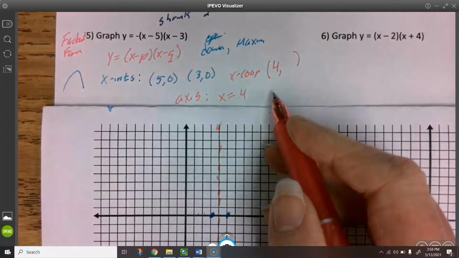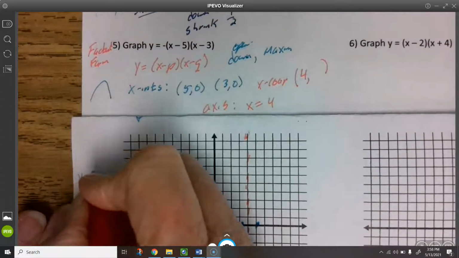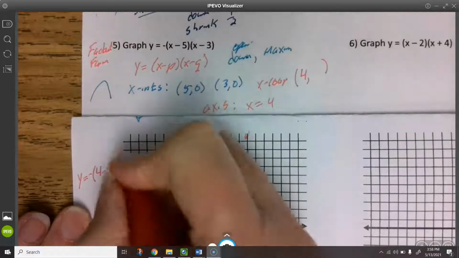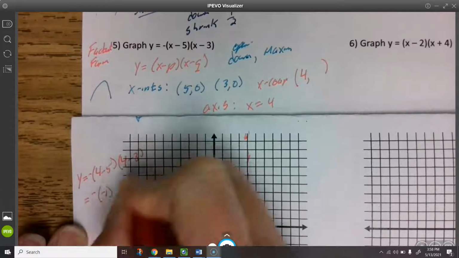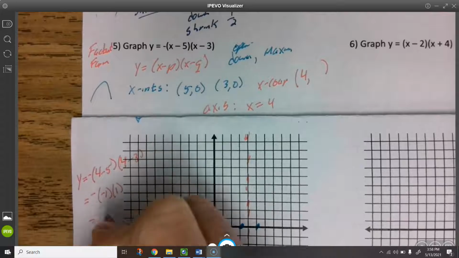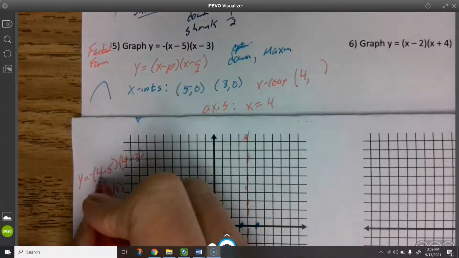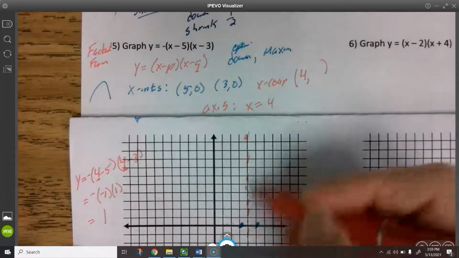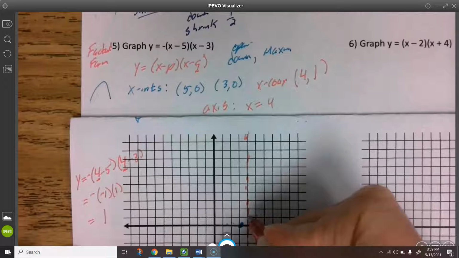We have to now take our x-coordinate, plug it in to find the y. So we're going to take 4 and plug it into our equation here. So y is equal to negative 4 minus 5 and 4 minus 3. That gives me negative 1 times 1, which gives me a positive 1. So I plugged in 4, because that's the x-coordinate of my vertex, because that's my axis of symmetry. So my vertex is 4, 1.